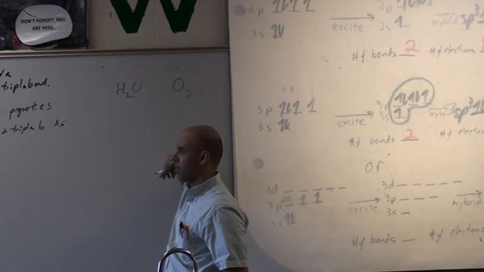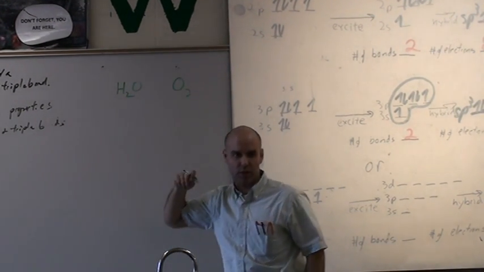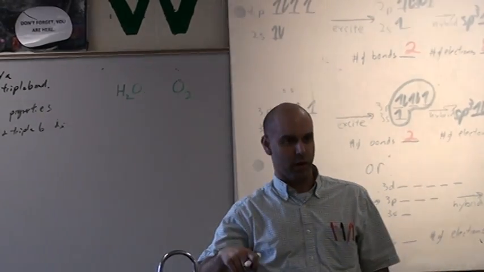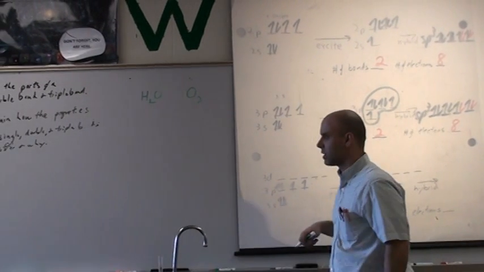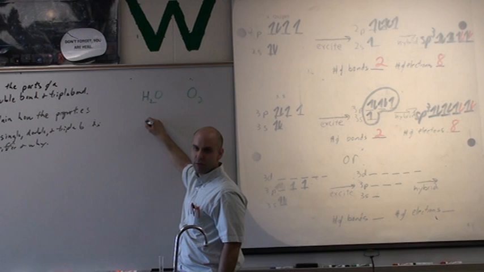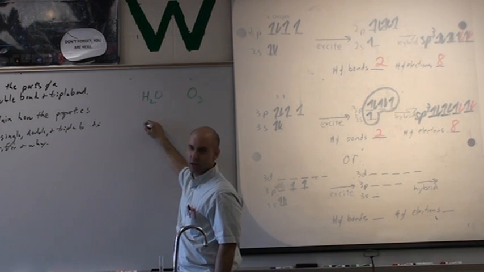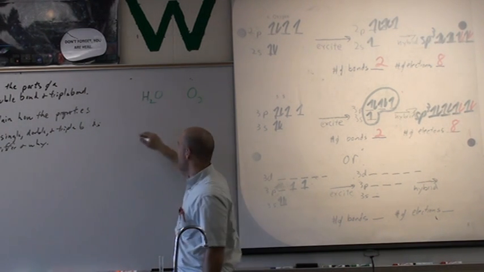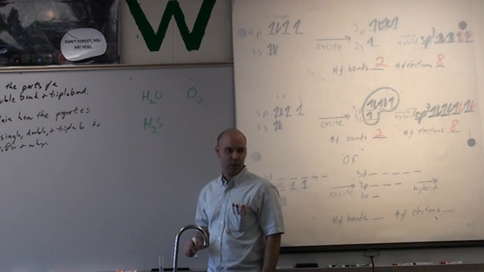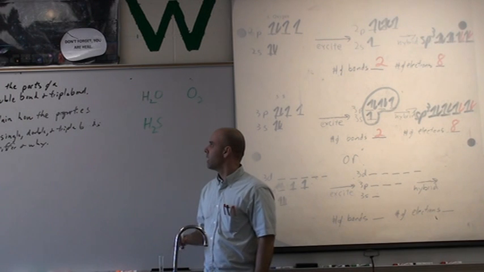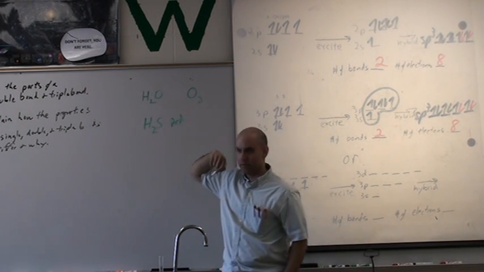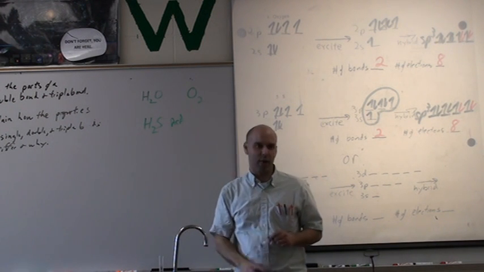Now, there are some creatures, bacteria, down on the thermal vents underwater, under the ocean, that use not H2O or O2, they use sulfur as their power source. Sulfur is in the same family as oxygen. They use H2S, not H2O. And so H2S is a very strong acid, but the bacteria thrive on it.